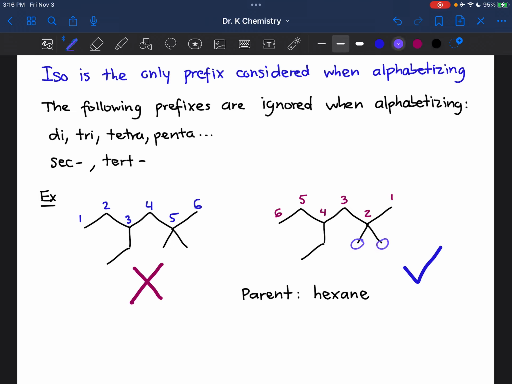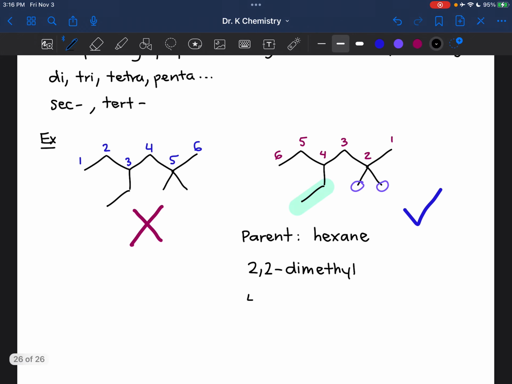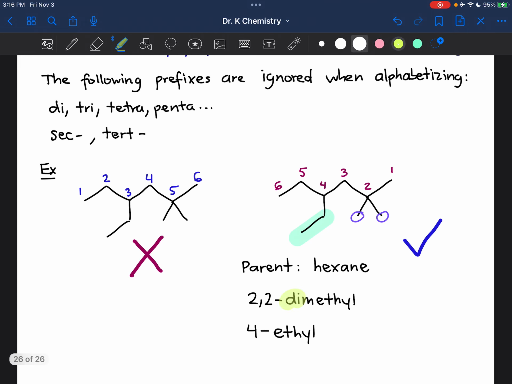I see that there are 2 methyl groups on carbon 2, so I'm going to call those 2,2-dimethyl. And then on carbon 4, we have a substituent that contains 2 carbons. So I'll indicate 4, saying that it's attached to carbon 4. But because it has 2 carbons, the prefix will be eth, and then it still gets that YL ending to indicate that it's a branch. So that becomes 4-ethyl.